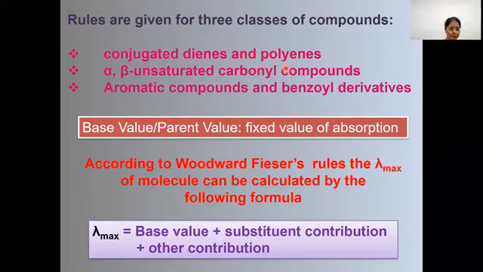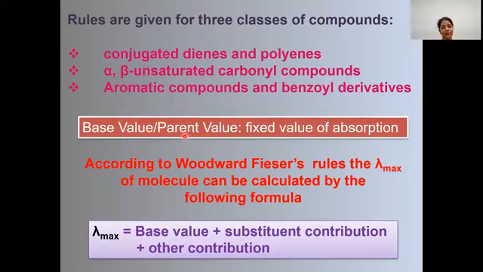Each type of diene system has a certain fixed value of wavelength at which absorption takes place. This fixed value of wavelength is known as the base value or parent value. This is the fixed value for a particular molecule. The contributions made by various substituents or structural modifications are added to the base value to obtain the maximum wavelength for a particular compound.